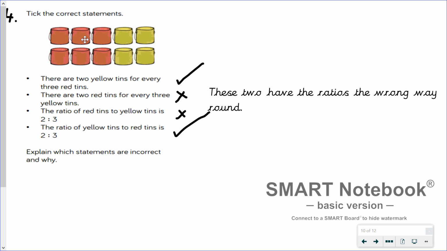The ratio of red tins to yellow tins is 2 to 3. Nope, because you can see 2, but not 2 to 2, is it? It's 3 red to 2 yellow. So they've written it's 2 to 3. It should be 3 to 2. The ratio of yellow tins to red tins is 2 to 3. So the ratio of yellow first, 2, then red, 3. Absolutely correct. So your explanation is these 2 have the ratios the wrong way around. That's basically what they've done.